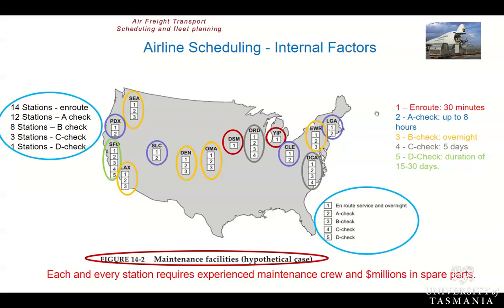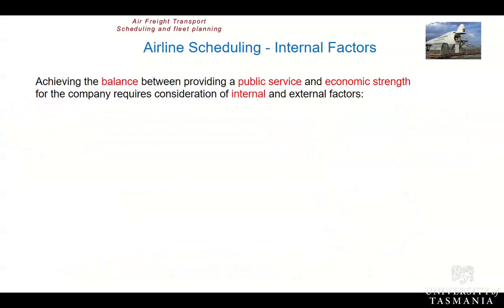And not only does each station have to have a detailed inventory of parts and requirements for what they do, they're also going to need a very experienced maintenance team to actually fulfil their requirements. Now, that's maintenance. So you can see maintenance impact on air scheduling is quite significant.